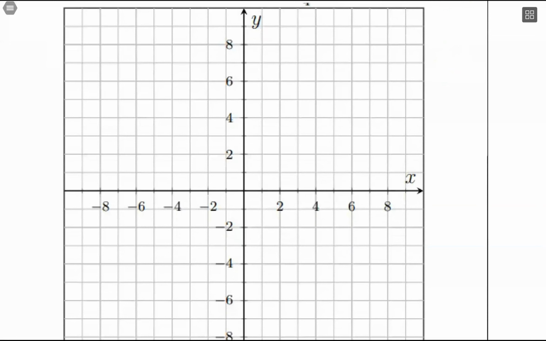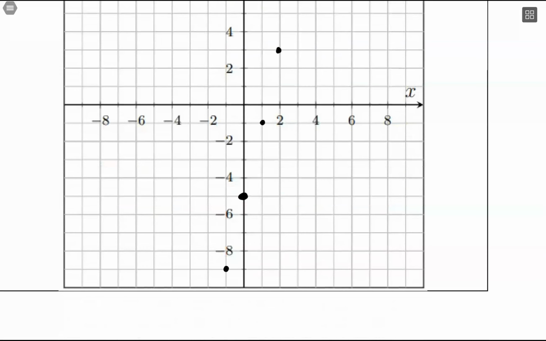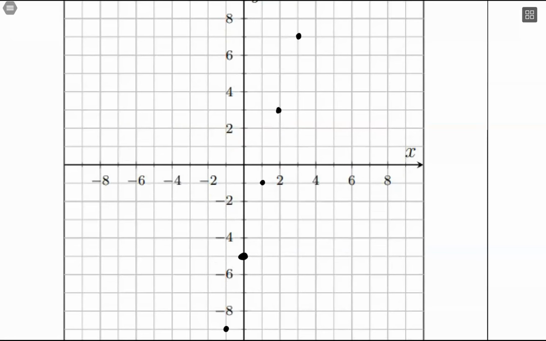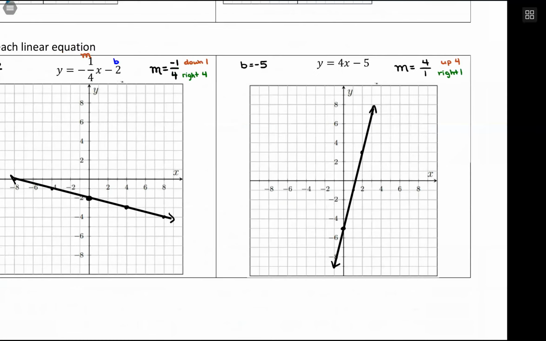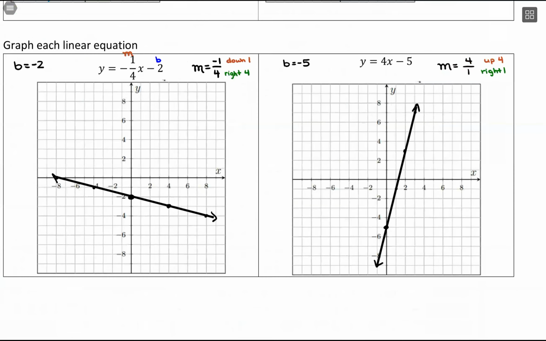So I'll graph my point at -5, and then I'll just follow that path of going up 4, right 1. And then I could grab a few more points if I want to, and I could go in the opposite direction even, so left 1, down 4, and then I'm just going to connect those dots. And then draw arrows on either side to show that it continues forever. All right, so that's how we can draw a graph. So get that intercept and then use the slope to map out a second point.